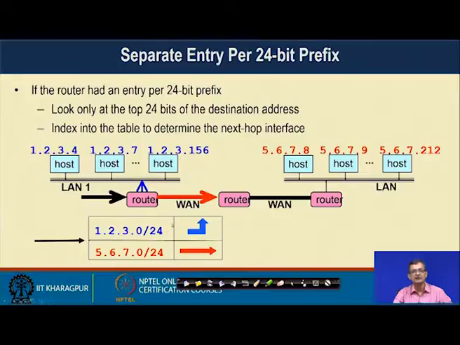Here /24 is the mask. That means the first 24 bits are the network. So if it gets a packet like 1.3.24, it forwards out here, or if it gets 5.6.7.0/24, that is the network address, it is forwarded here.